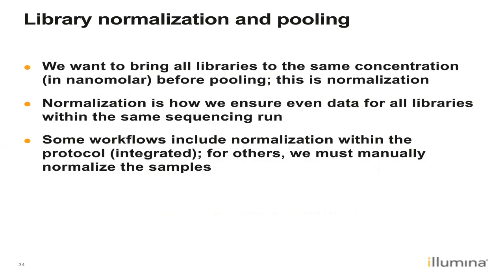Once we determine the number of samples we can pool together, we can start pooling. We want the data in the sequencing run to be distributed evenly across all of our samples. For even coverage, we first want to normalize the samples. This process brings all of the libraries to the same concentration. Some library preparation kits include reagents that have mechanisms that normalize the samples for us. For other workflows, we will normalize the libraries by hand. We call this manual normalization.